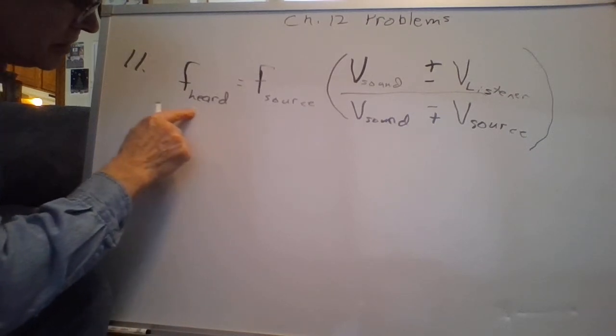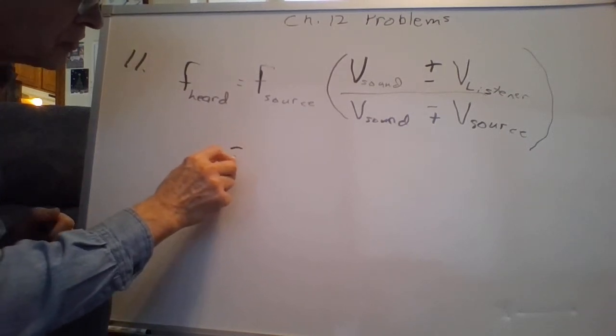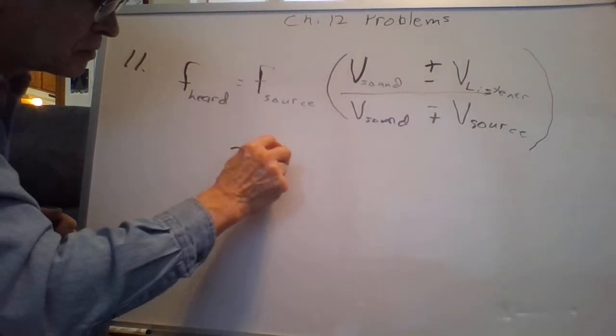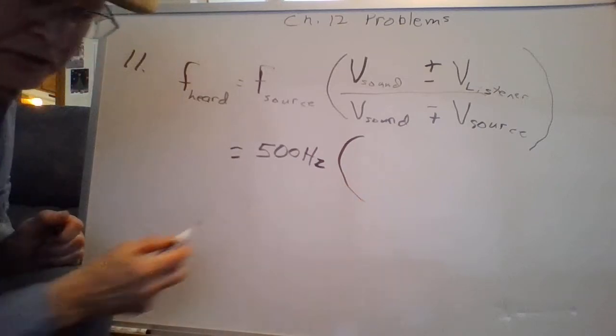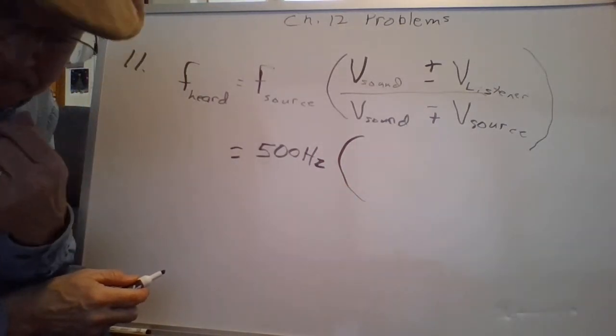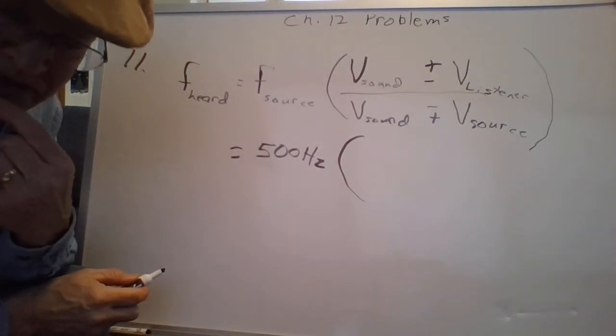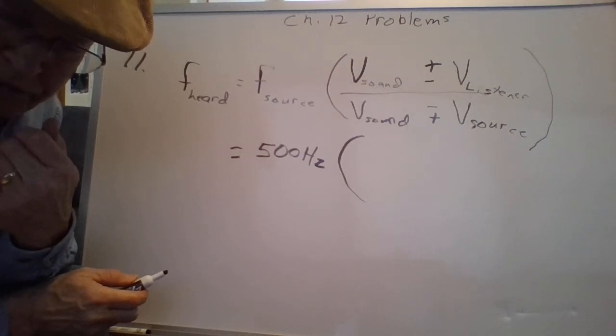That would be the F heard. If there's 500 hertz being produced by a fire engine siren, I should say, what if it's moving toward him at 12 meters per second?